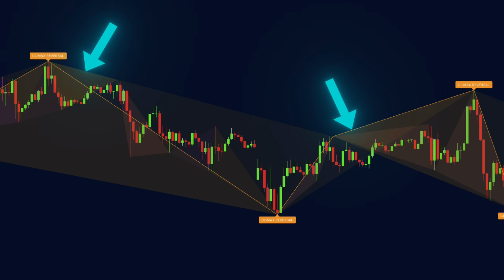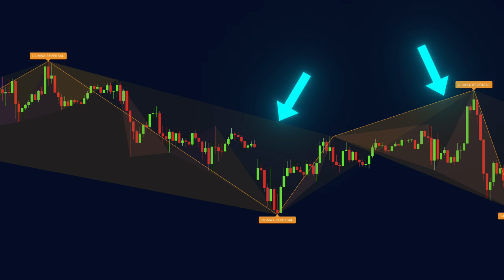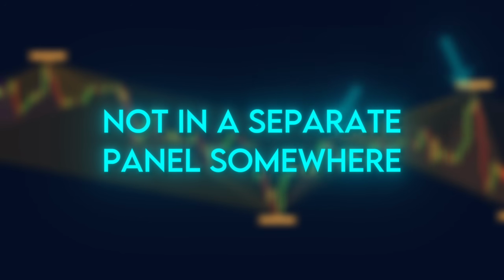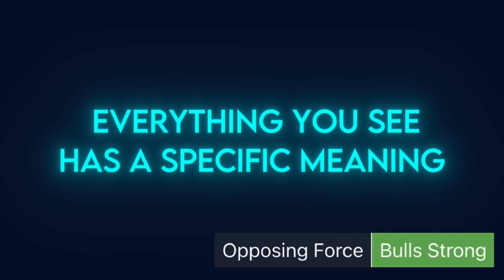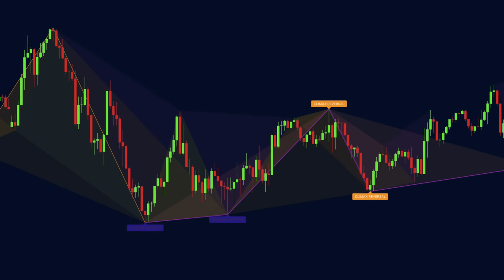Once it's added, you'll notice patterns and labels appear directly on the price chart, not in a separate pane somewhere. You'll also see a small dashboard box in the corner that shows you whether bulls or bears are currently stronger. Nothing here is random, everything you see has a specific meaning. Now let's talk about what you see on the chart.